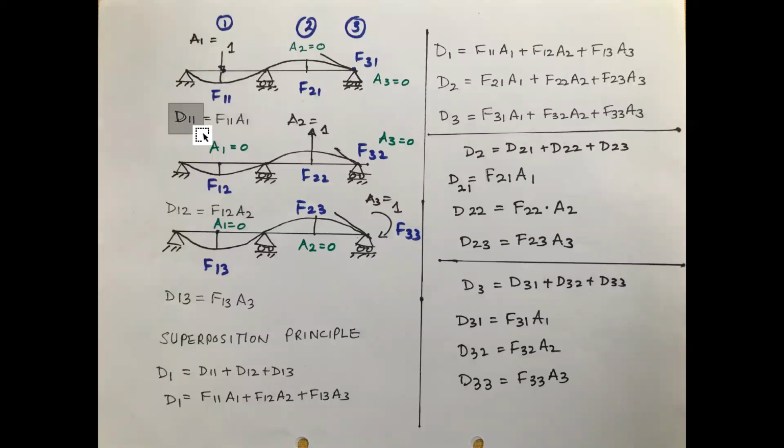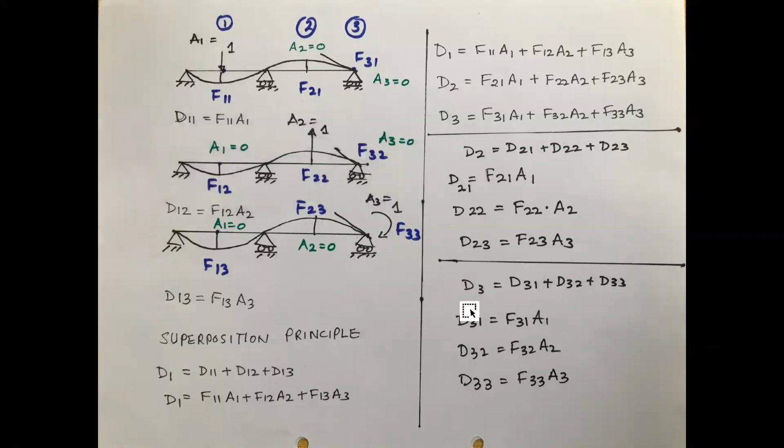So this deflection D11, you can write the same notation for deflection also: D21, D31, D12, D22, D32, D13, D23, D33. And I can write, okay, D11 is F11 times A1. D21 is equal to F21 times A1. D31 is F31 times A1. And a similar thing you can write for the second and third.